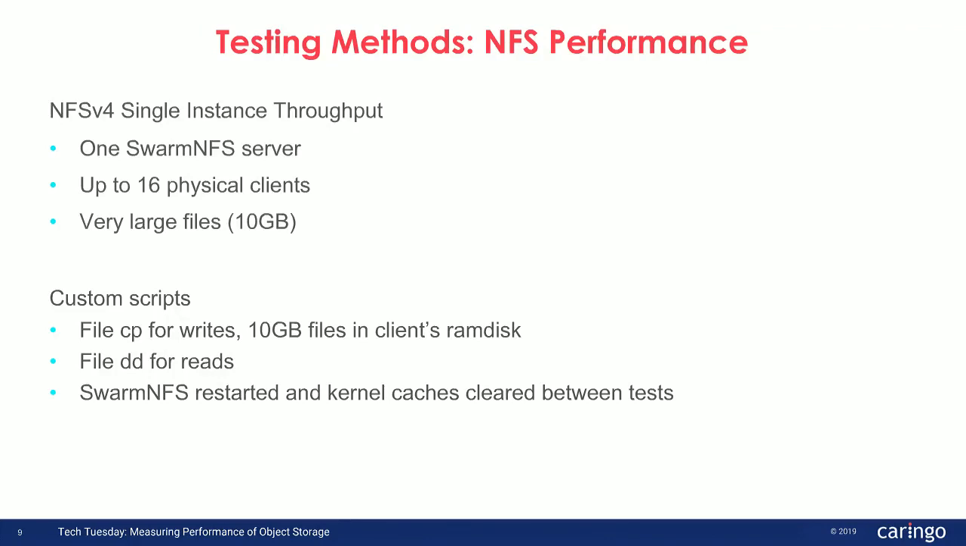And moving on to test methods of NFS performance. Now, NFS performance was important because as users transition over from file system-based access to object, they need to be sufficiently supported during the transition period. Swarm NFS is a front end to the Swarm object storage cluster that allows clients to read and write via NFS. In this test, a single Swarm NFS server was used with up to 16 physical clients using 10 gigabyte test files. The file system testing tools such as Bonnie++ and IOZone were found not appropriate in this case, and so they chose to use standard file system tools, FTP for write and DD for reads.